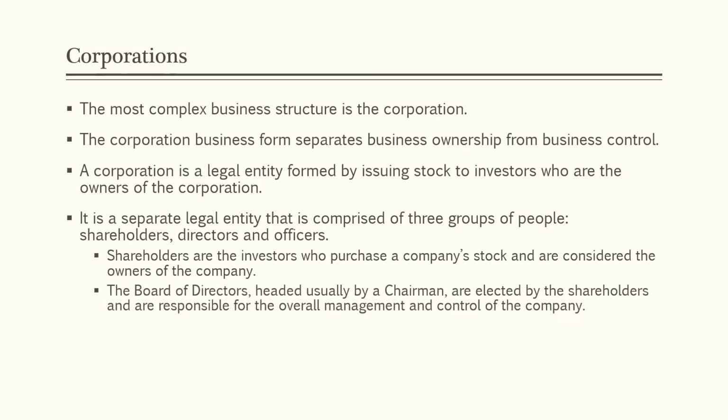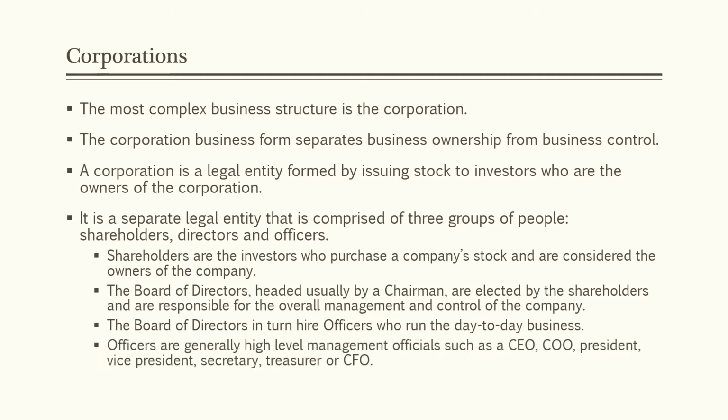The board of directors, headed usually by a chairman, are elected by the shareholders and are responsible for the overall management and control of the company. The board of directors, in turn, hire officers who run the day-to-day business. Officers are generally high-level management officials, such as a CEO, a COO, president, vice president, secretary, treasurer, or CFO.